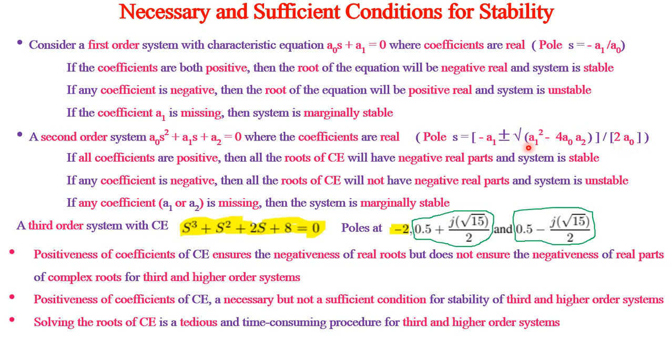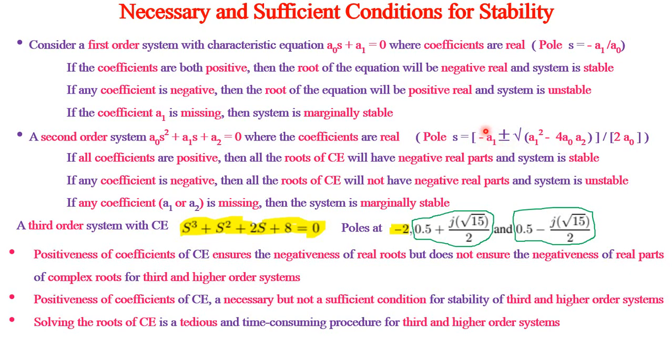So minus 1 plus j root 3 by 2 and minus 1 minus j root 3 by 2. So both have negative real part. Both are complex with negative real part. The system is stable. Suppose one of the coefficients happens to be negative. Let us say a1 is negative. So a1 is minus 1, and a0, a2 are 1.